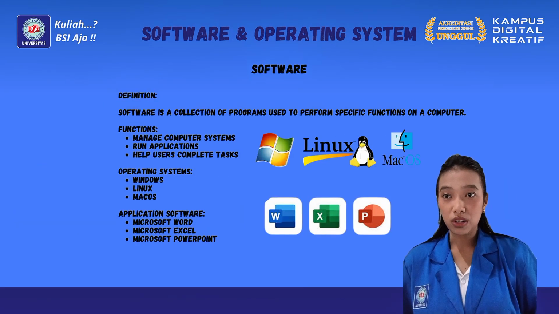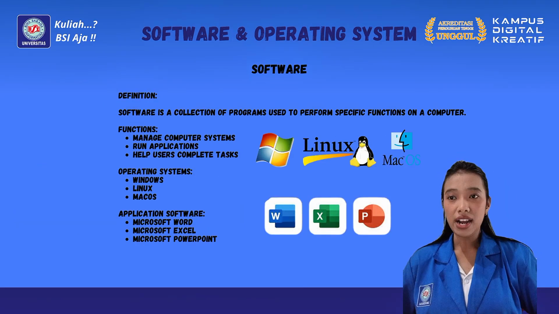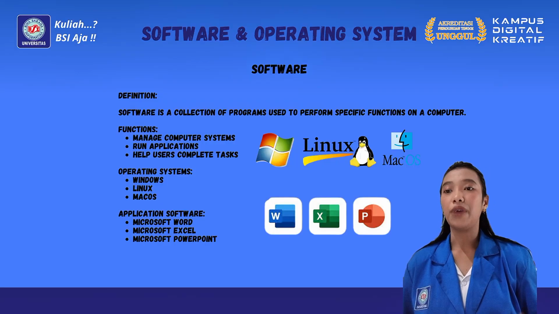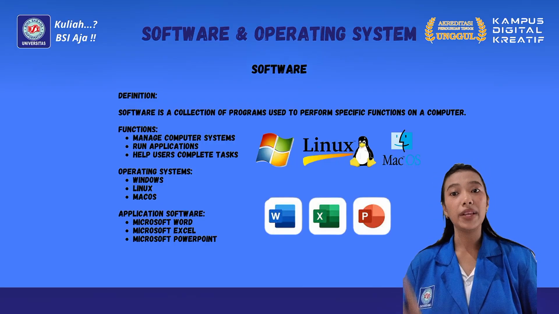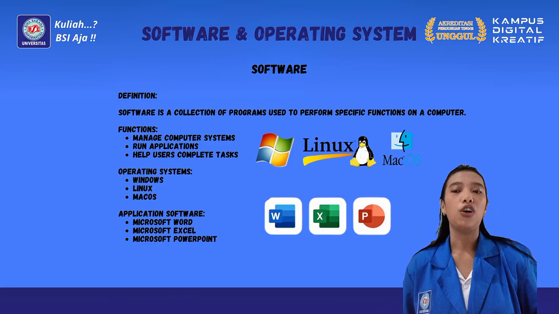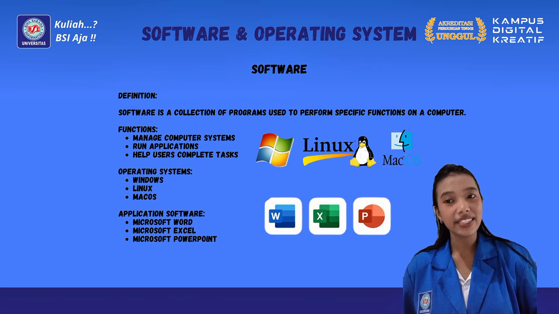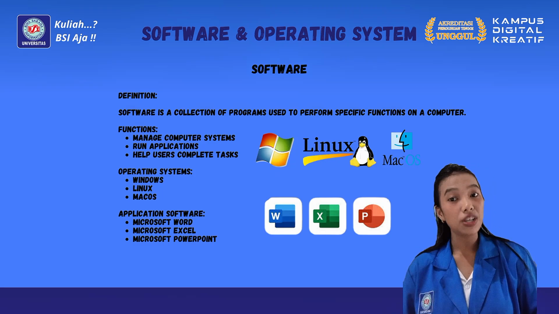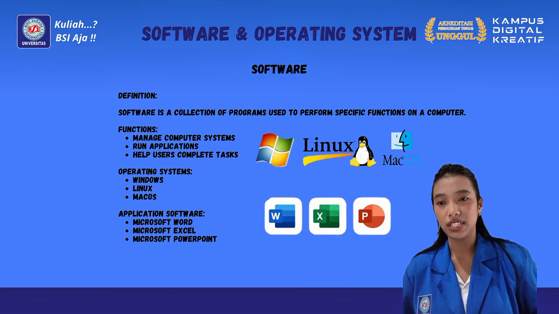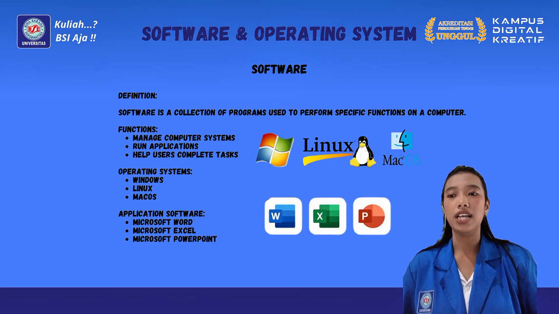Now, let's talk about software and operating system. Software is a collection of programs used to perform specific functions on a computer. Software helps users manage computer system, run applications, and complete tasks more easily. Examples of operating systems are Windows, Linux, and Mac OS. Examples of application software are Microsoft Word, Microsoft Excel, and Microsoft PowerPoint. Without software, the hardware cannot function properly because software controls the operation of the computer.